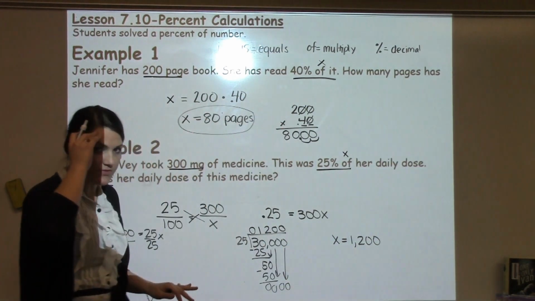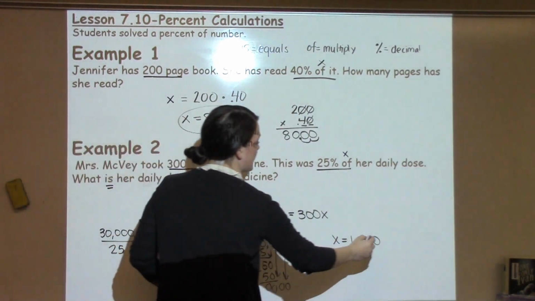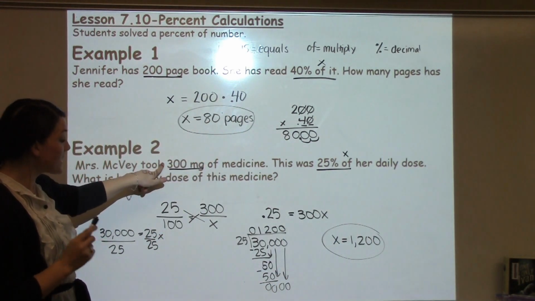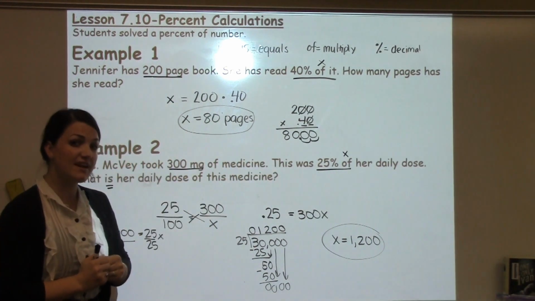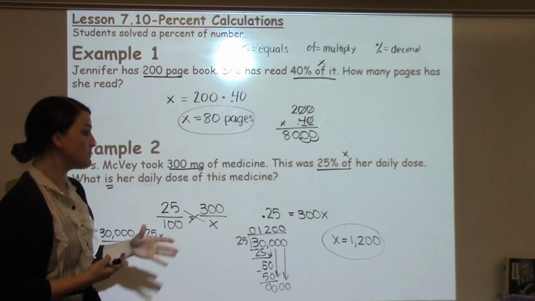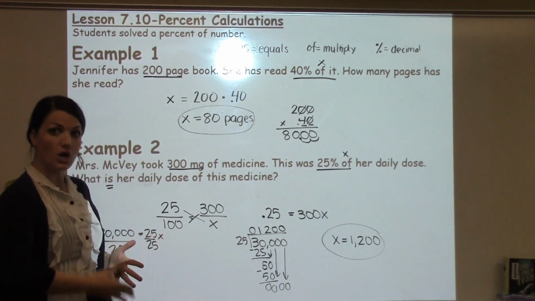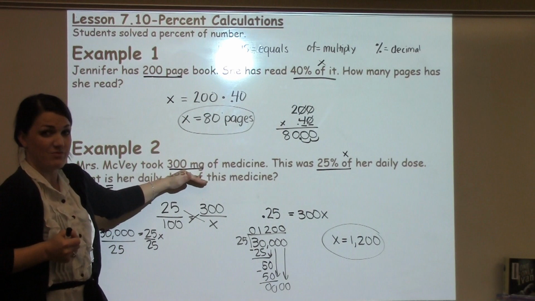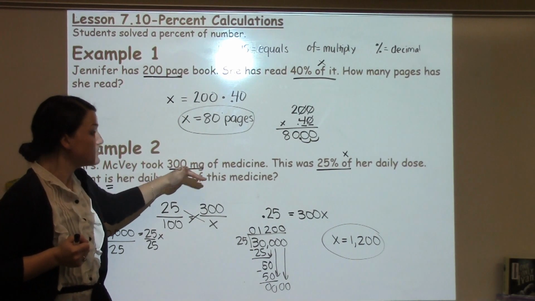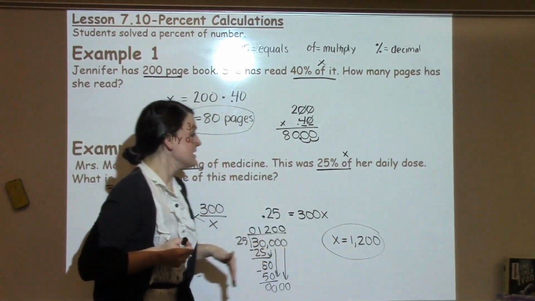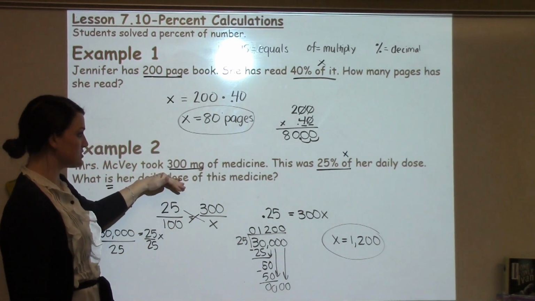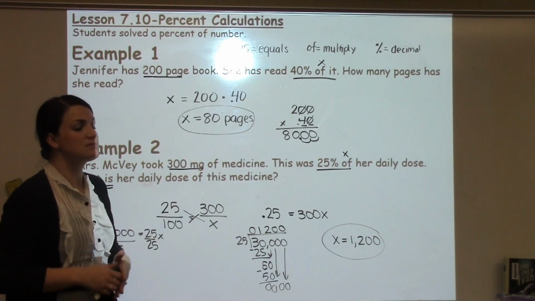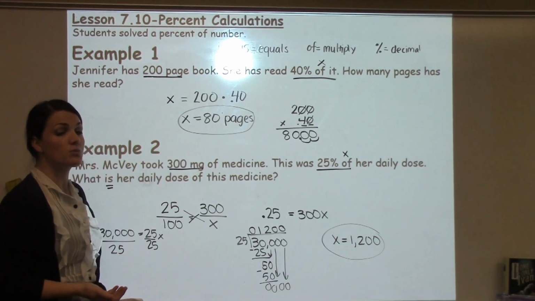And then I need to think about that. Before I decide that that's my answer, I need to think about, is that reasonable? So I knew that 300 was only 25% of my daily dose. So my daily dose really should be larger than that, because when I took 300, that was only a fourth or 25% of how much I needed that day. So 1,200 does seem much larger than 300, and in fact, it's exactly 4 times larger than 300, so this makes a lot of sense and it seems very reasonable.